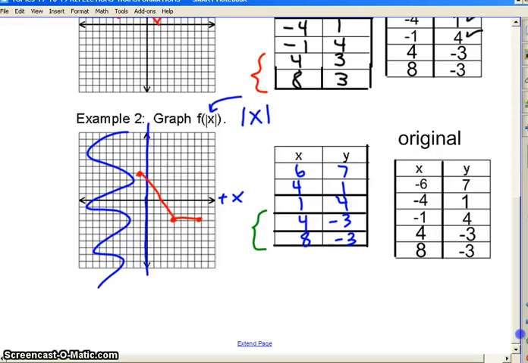So I'm just going to come over here and erase that little portion that goes behind the y-axis, because that makes all negative x's. Okay? And then I'll just continue to graph my 3 new points. Okay, so I've got the point 6, 7.